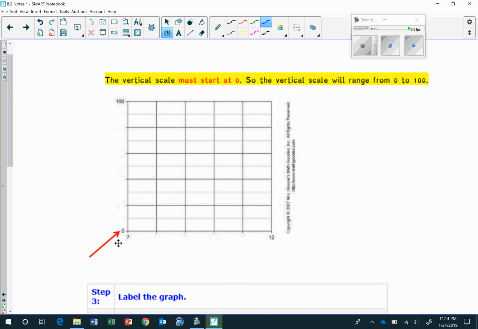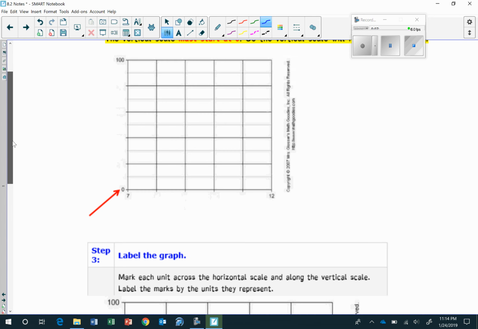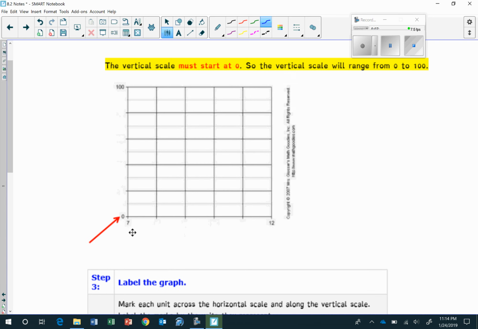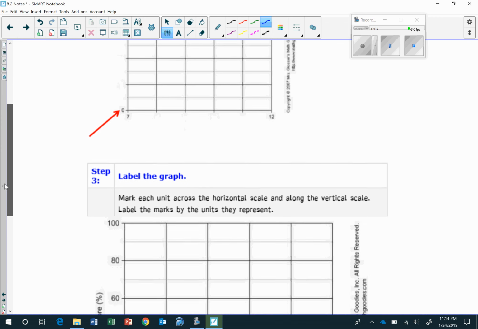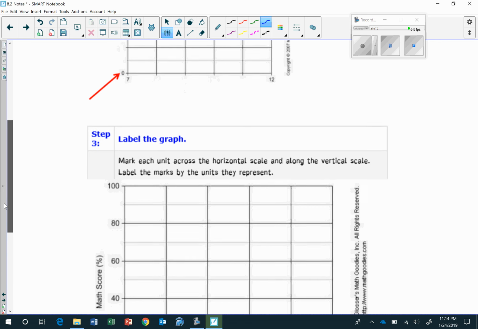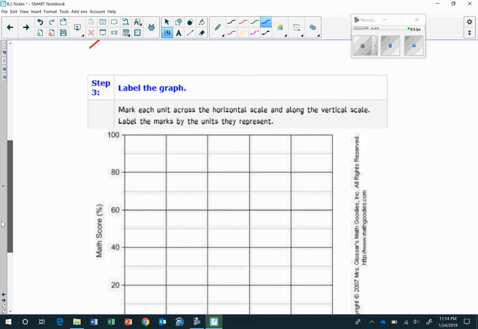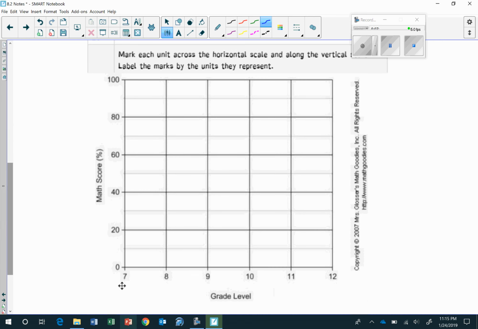So our vertical scale is going to go from 0 to 100 because she went all the way up into the 90s for some of her grades. If you look at our horizontal scale, it's just going to go from 7 to 12 for the different grade levels. Then it says label the graph. It says mark each unit across the horizontal scale, and along the vertical scale, label the marks by the units they represent. So if you look, our horizontal is grade level 7 through 12, and for our math scores, we went from 0 to 100 and we went by 20s.